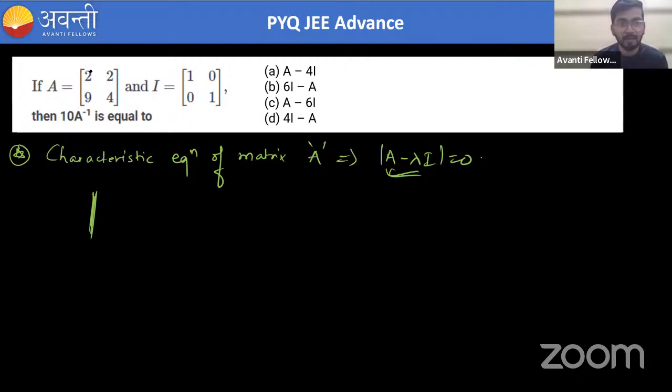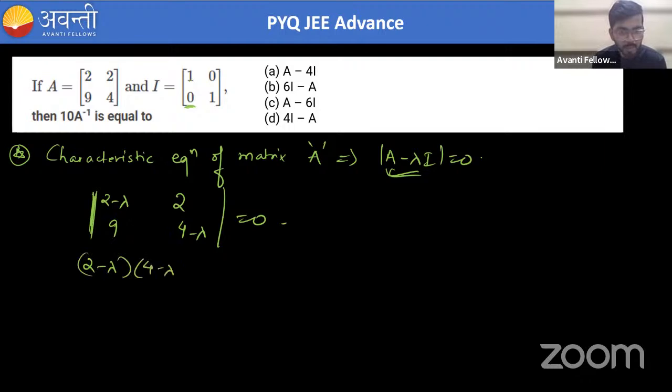So A minus lambda I will be: A's first element is 2, the first element of I is 1, so lambda I will become lambda, so this will become 2 minus lambda. The second will stay as it is, it will become 2. The third will remain 0 because here I has 0. And the fourth will become 4 minus lambda. And this is equal to 0. Okay. So to find the determinant of this matrix, 2 minus lambda into 4 minus lambda plus 18 is equal to 0.